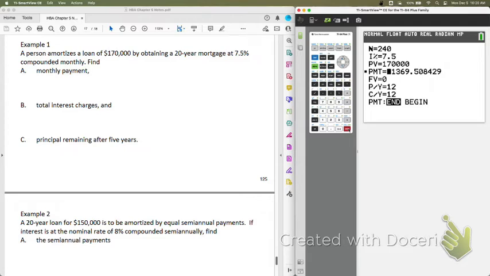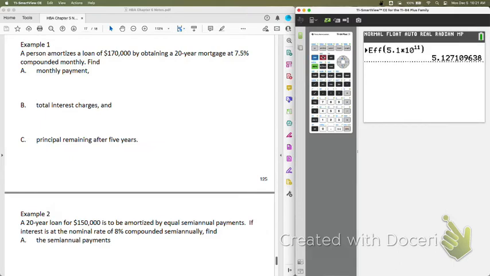So what we can do with this, we can do this one of two ways. We already have all of the information in the TVM solver for us, right? And it's going to use this information. But remember how we do the effective and nominal rate, but it's not in here? It's in the regular calculator part. We're going to do that same thing here. So we are going to quit out of this and make sure that we have a clear screen here before we go find total interest charges.